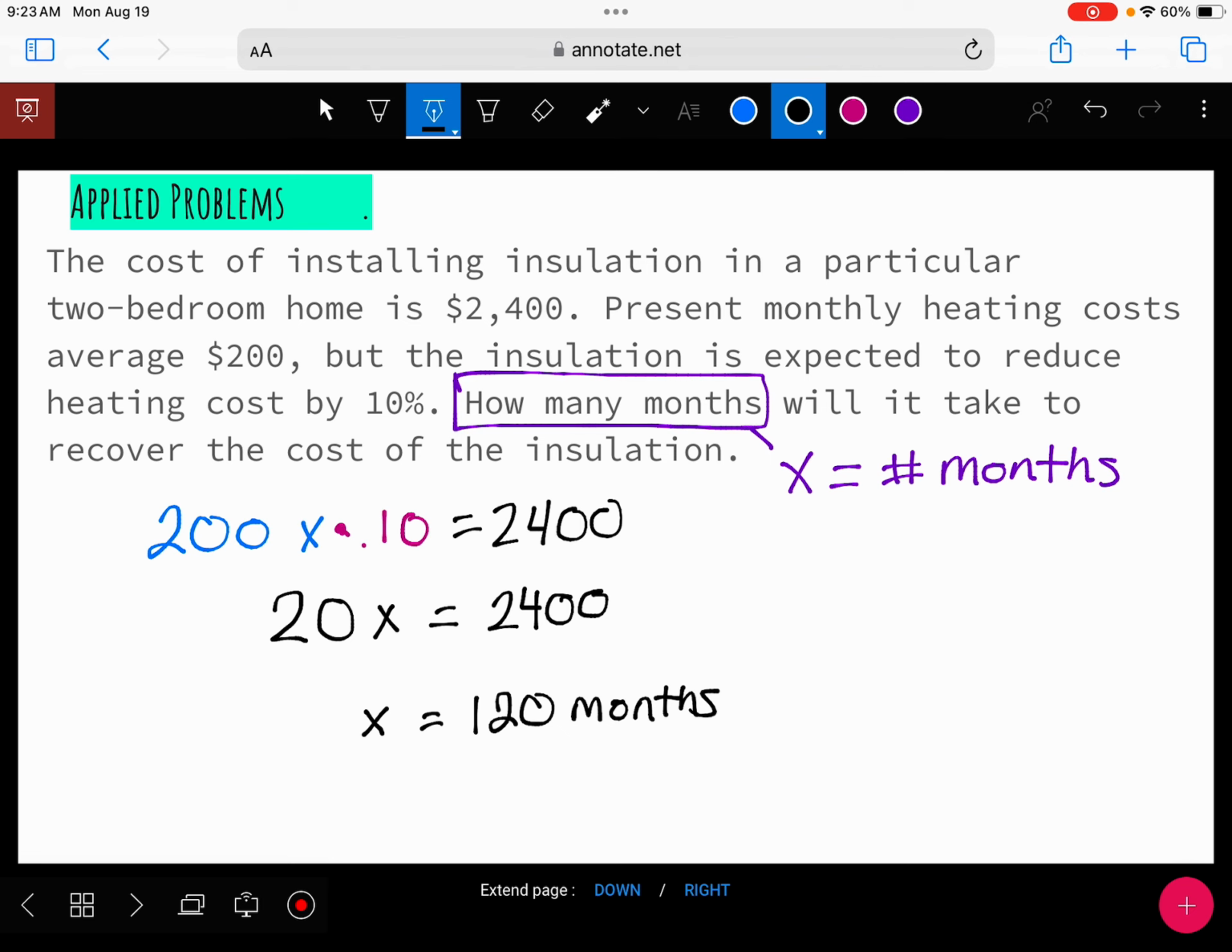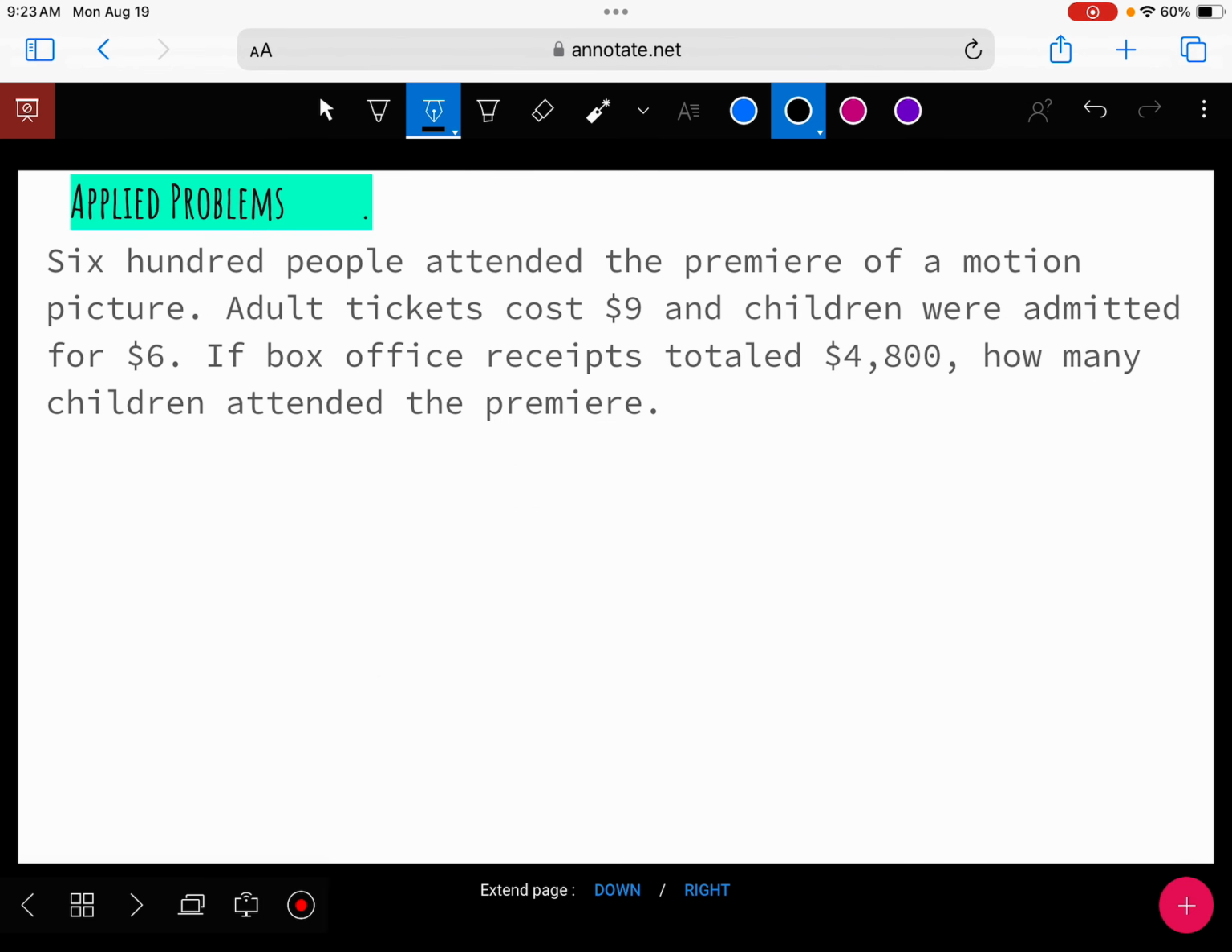So let's do the next one for sure. We might do 5, then 7, then 6. I want to make sure we hit 7.